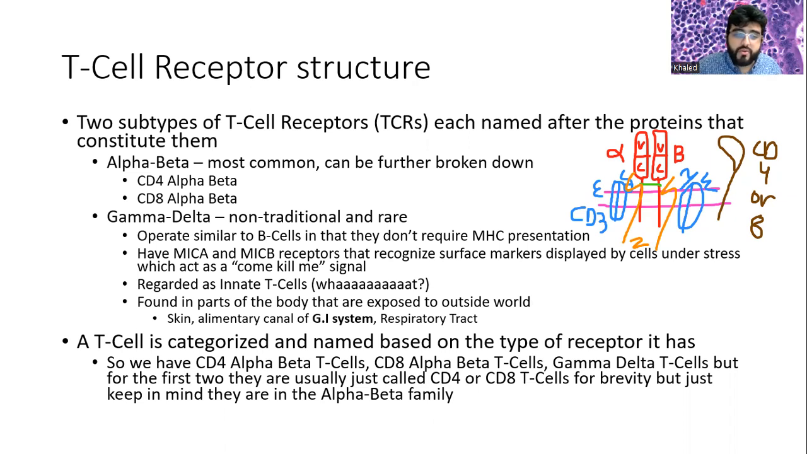Now, these actually don't detect antigen in the same way that the alpha beta T cells do. They're going to depend on something called MICA and MICB receptors. And really, this is still under research, but it's been proposed that MICA and MICB is really a stress signal put out by cells, and it's just a come-kill-me signal. And the gamma delta says, all right, I'll come kill you. So it kind of reminds you of an NK cell in several regards.